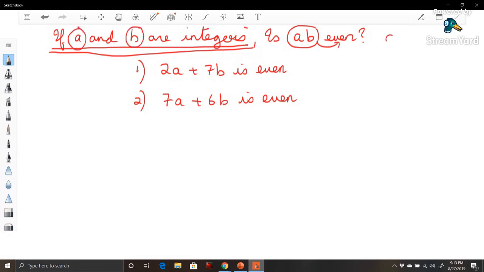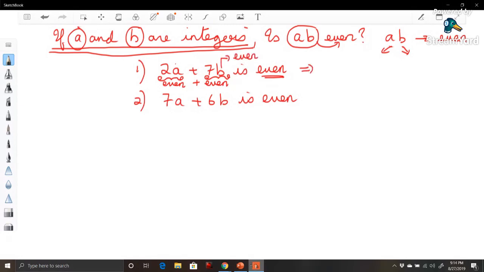Now think about it. For the product ab to be even, provided both a and b are integers, I just need to prove that one of a and b is even, because any integer times an even value will always give me an even value. So looking at the first statement, since a is an integer, 2a will always be even. And I want 2a plus 7b to be even. The only way I can get an even from an even number is if 7b is also even. And for 7b to be even, b has to be even.